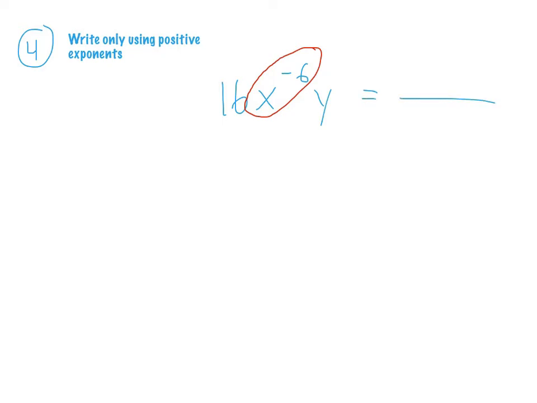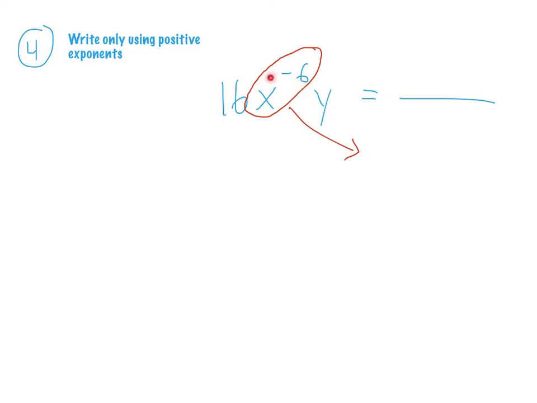So he's going to go down there and he's going to become a positive 6. But what happens to the 16 and the y? Well, 16 has an invisible exponent of positive 1. Y has an invisible exponent of positive 1. So they're going to stay where?